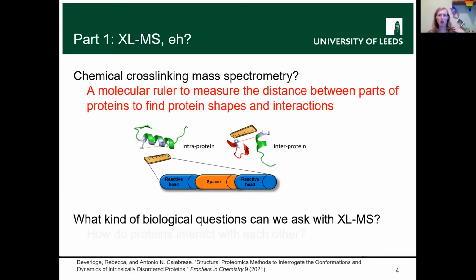So I like thinking about this. This talk is designed more for the lay audience, more for non-absolute nerds like me who care about chemical biology. I like thinking about cross-linking as a molecular ruler to measure the distance between parts of proteins, to look at protein shapes and protein interactions. We do this by using chemistry, by using a chemical crosslinker.